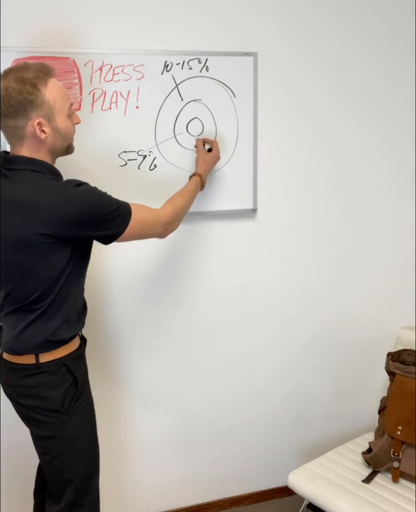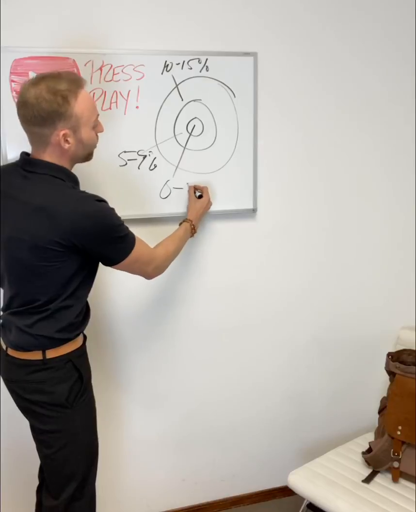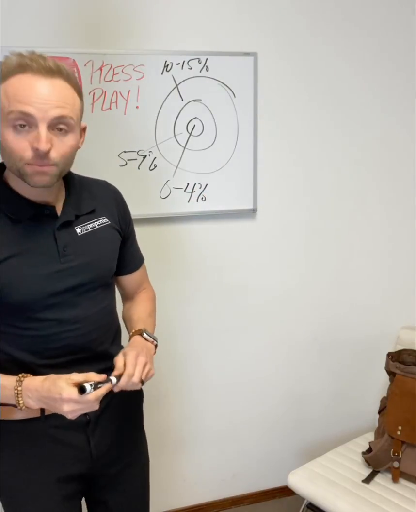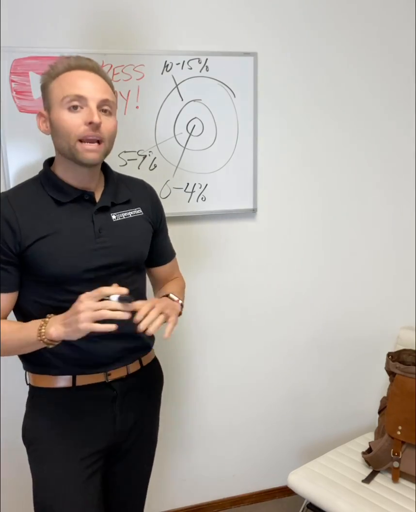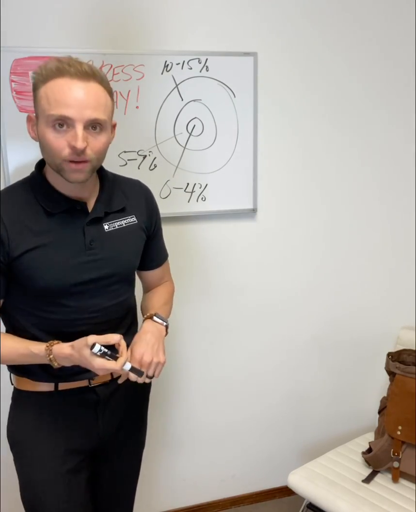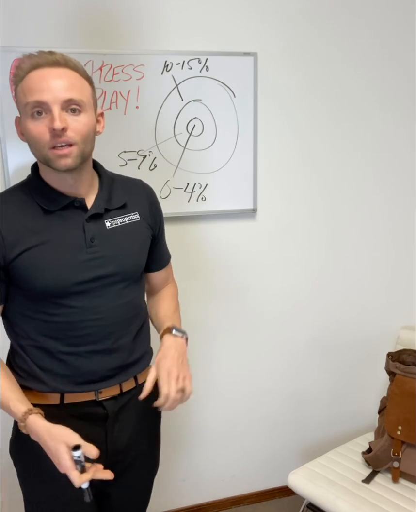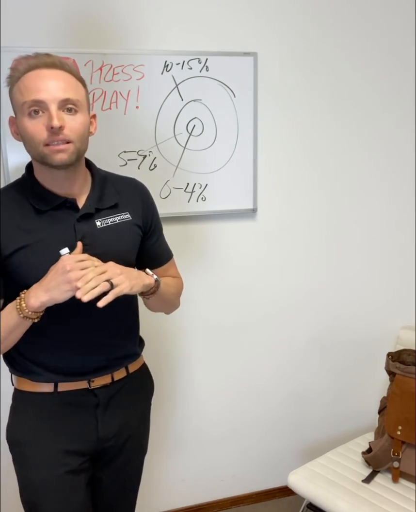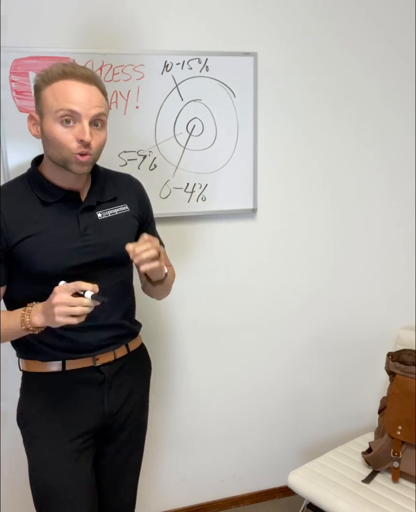That bullseye is where we want to be: 0 to 4%. When we're in the 0 to 4% price point, we know for a fact that we're going to have multiple showings, multiple offers, and multiple applications, and our web traffic is going to be stellar. And that's what we're going to try to get to.